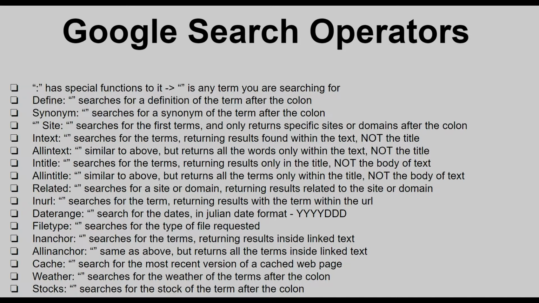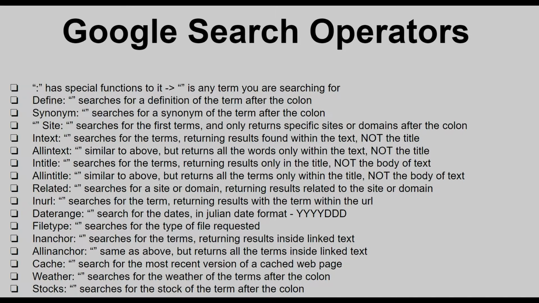Another one is related, where it searches for a site or domain, returning results that are related to that site or domain you give it. So I have examples we'll go through, but I'm just kind of going through them as well. So let's say you're doing maybe Stack Overflow, you search for a question, but maybe you want a different forum, a different computer science or code forum. You can do related, Stack Overflow, and hopefully it should return kind of similar or related sites to Stack Overflow.